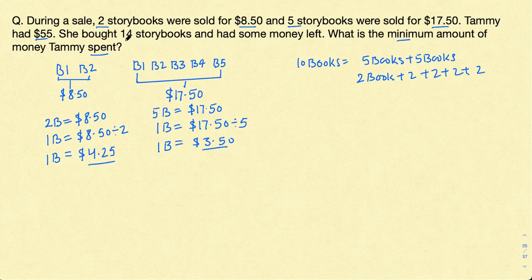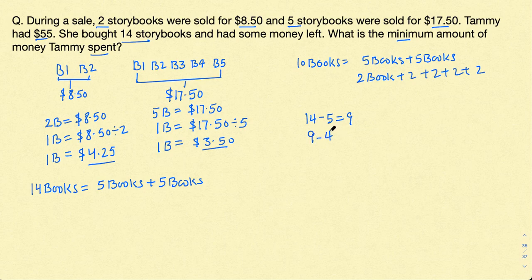Now if Tammy has to buy 14 storybooks, obviously it makes sense she should first try to buy in bundles of 5. So out of 14 she should first try to buy the books in bundles of 5. Let's say she has already bought 5 books. So how many more books can she buy? 14 minus 5 will give me 9. That means she still can buy 9 more. Since 9 is greater than 5, she can still buy one more set of 5s. So let's say she bought another set of 5 books.